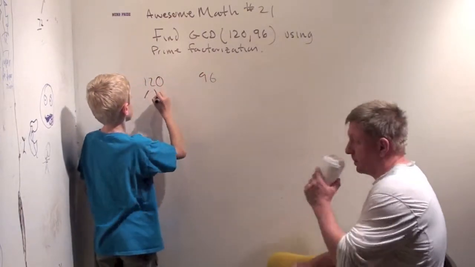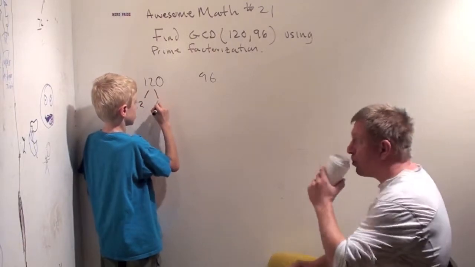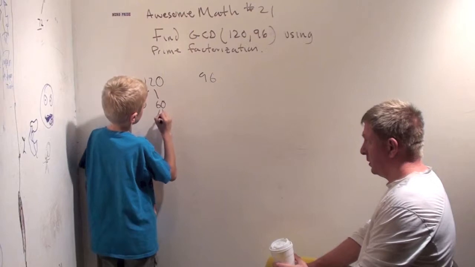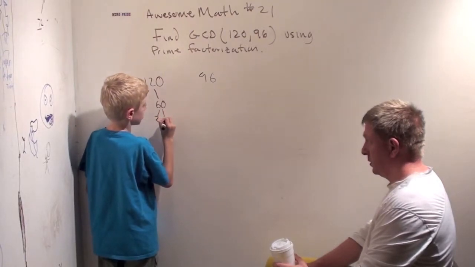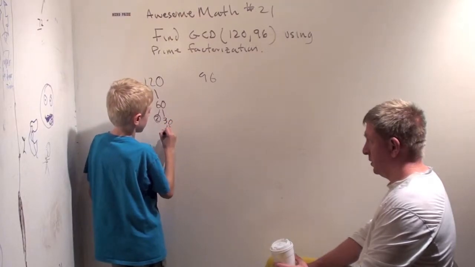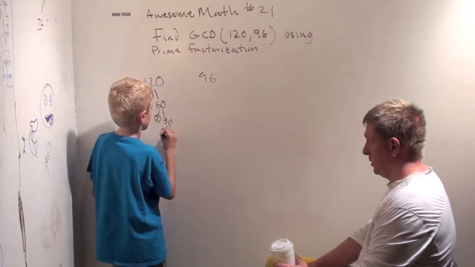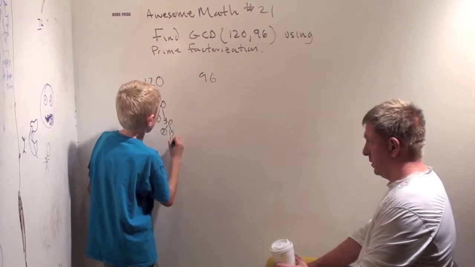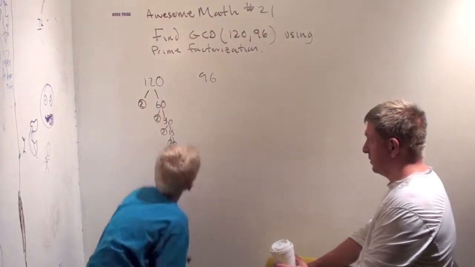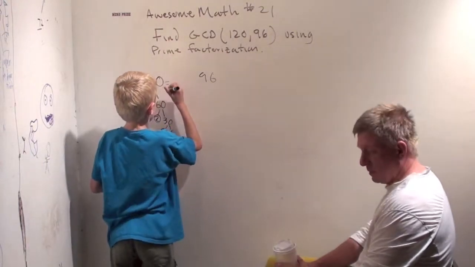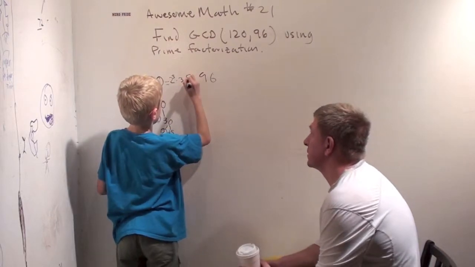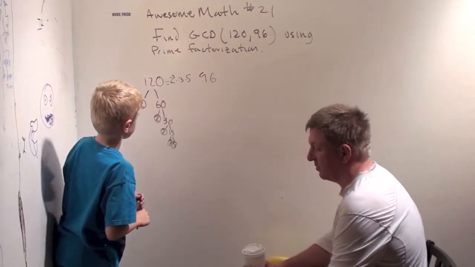Okay. So 120 is 2 times 60. Then 60 is 2 times 30, which is 2 times 15. And then 3 and 5. So 120 is 2 cubed times 3 times 5. Okay, 2 cubed times 3 times 5.